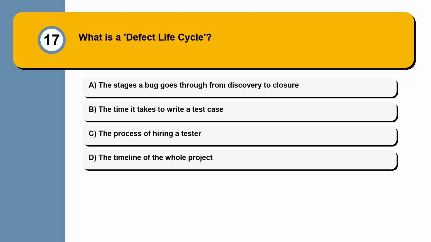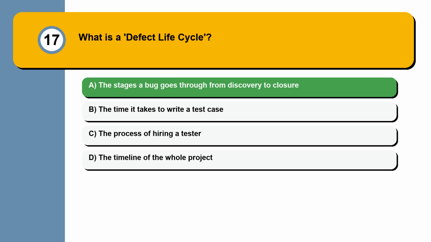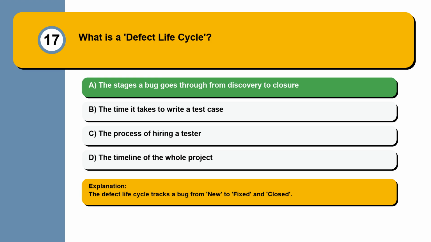Question 17. What is a defect life cycle? The stages a bug goes through from discovery to closure. The time it takes to write a test case. The process of hiring a tester. The timeline of the whole project. The defect life cycle tracks a bug from new to fixed and closed.